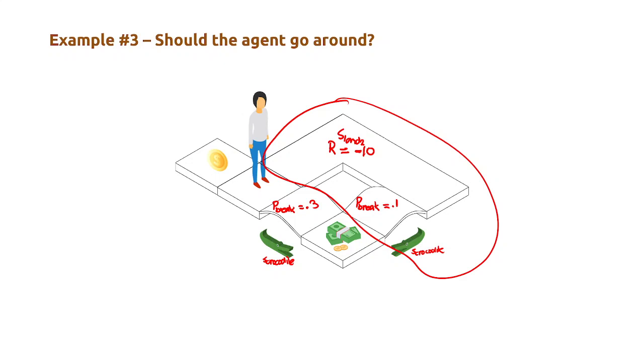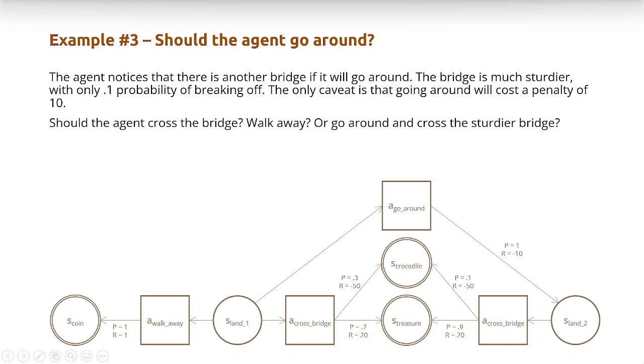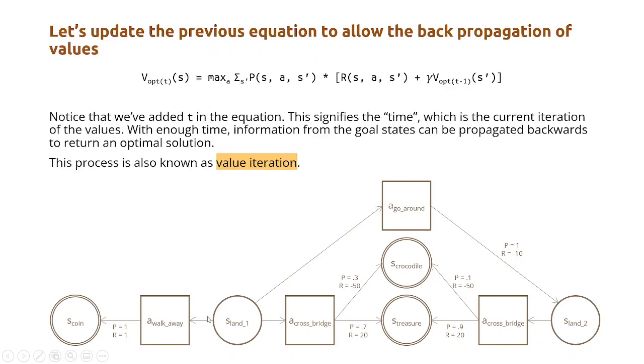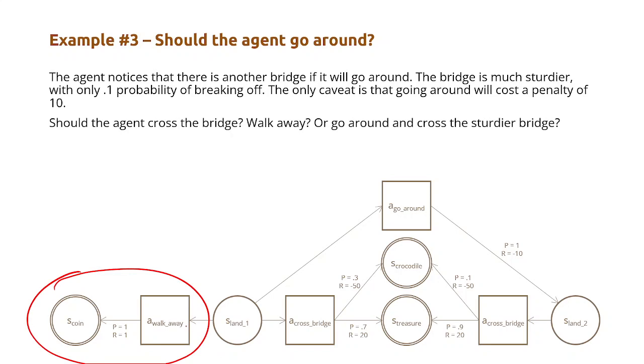So again, we can represent this as a Markov decision process. I just moved this from the bottom to the left side and added this one.